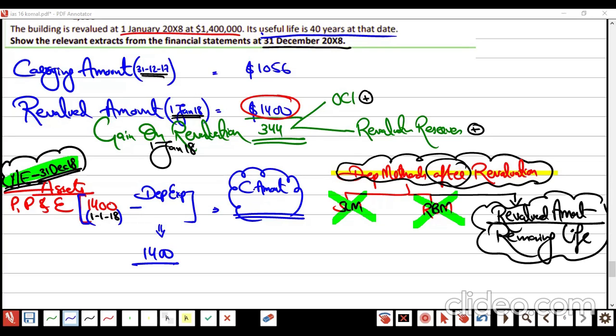What is the remaining life? That is a $1 million question. Its useful life is 40 years at that date. We need the remaining life at revaluation, not the year end. Some student told me, "Sir, 1st January is 40, so 1 year passed, so minus 1 is 39."